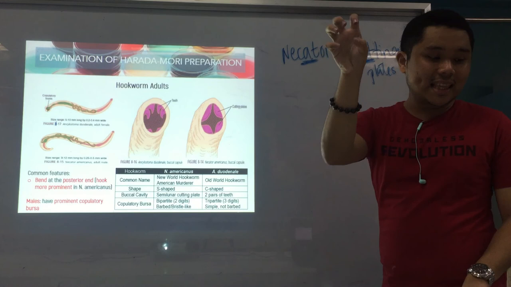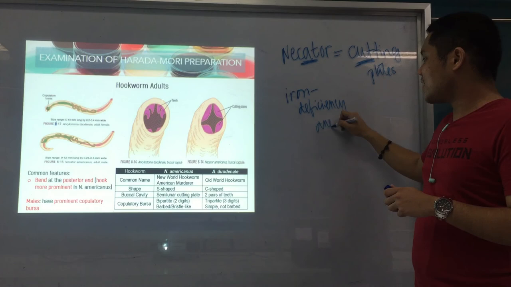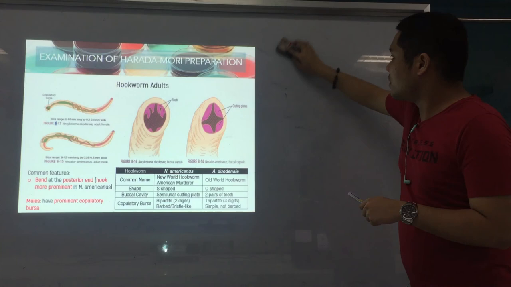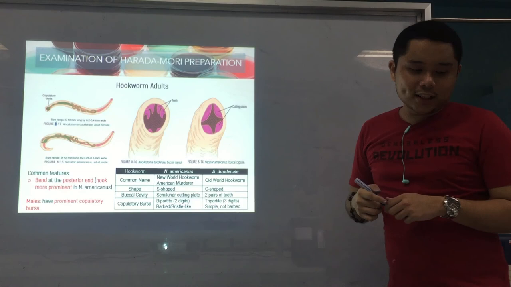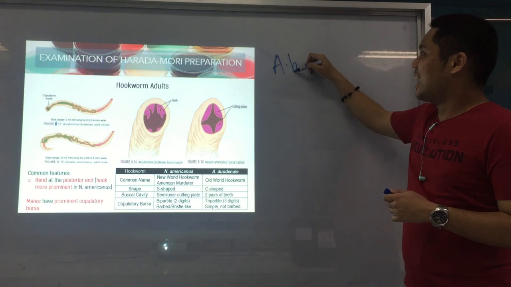Because of that, it can cause IDA, iron deficiency anemia, as I mentioned in a previous lecture. Ancylostoma duodenale contains two pairs of teeth: one, two, three, four. Necator americanus has semilunar cutting plates. Ancylostoma braziliense, the cat hookworm, has two pairs of teeth.